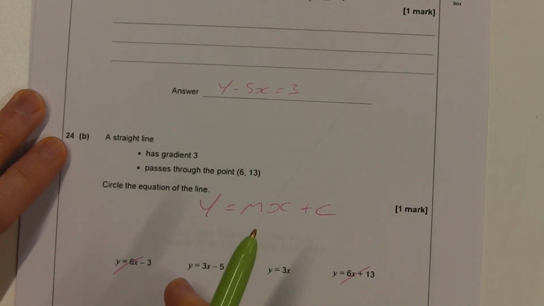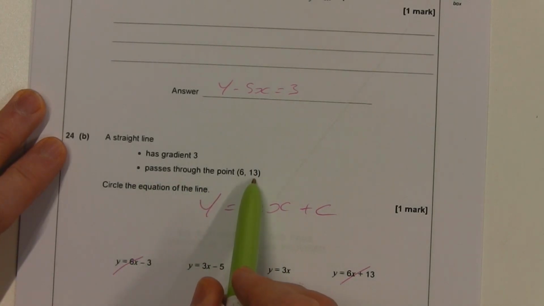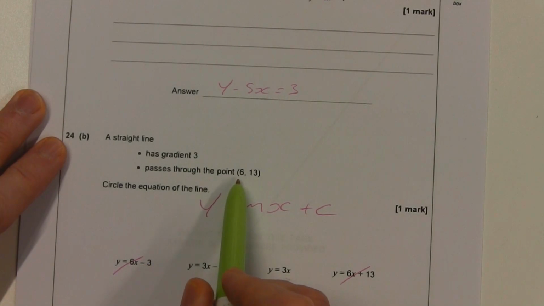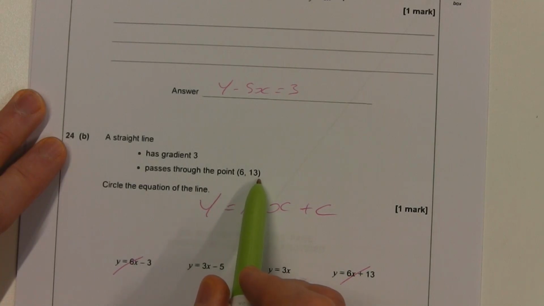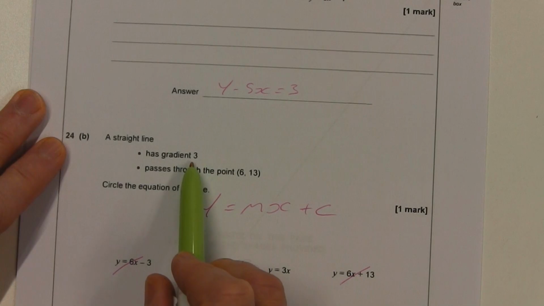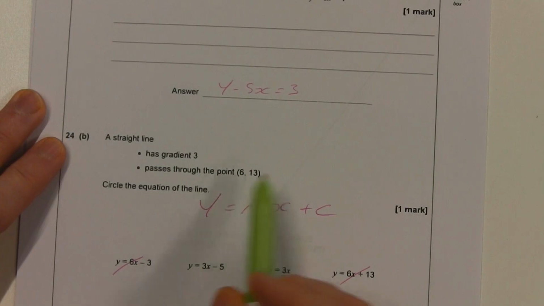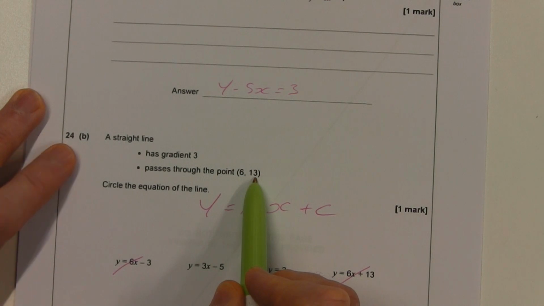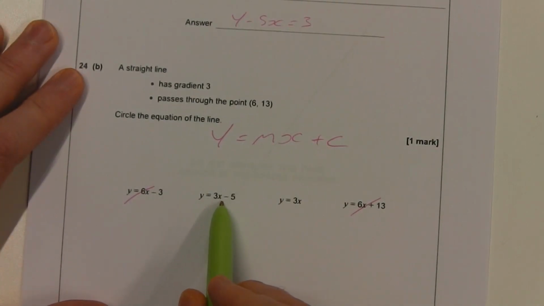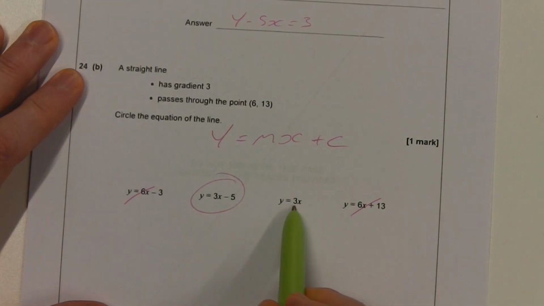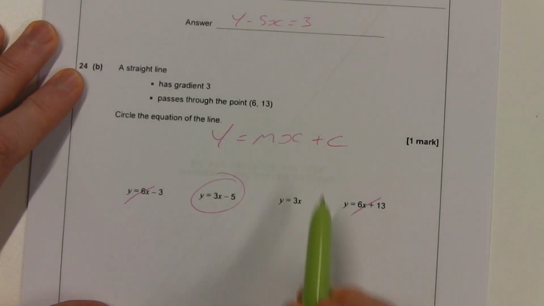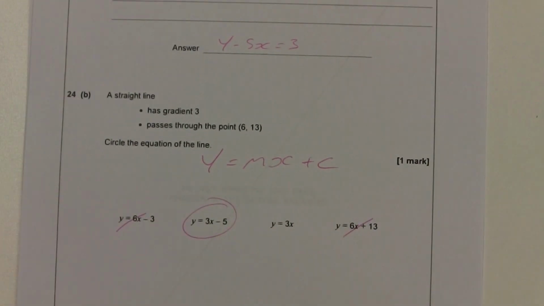Now, if it's passing through there, we know this is our gradient of 3. So that means for every 1 this goes across, this must go up by 3, because that's our gradient. So if that was 6, we do 6 times 3, we get 18. But of course 18 to 13, we've taken away 5, haven't we? And that's what we've got there, 3 times x minus 5. That one is just 3 times x. So for that one it would have been 6, 18 if it was just 3x. Okay. And that is that.